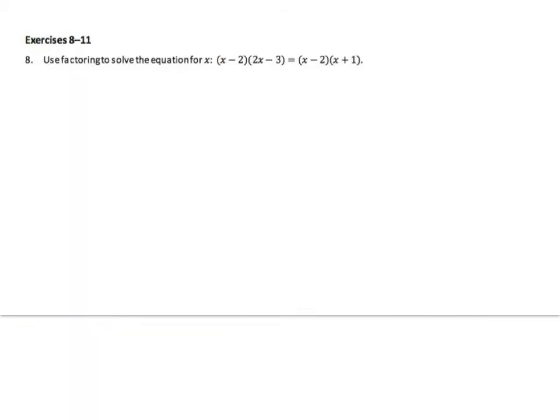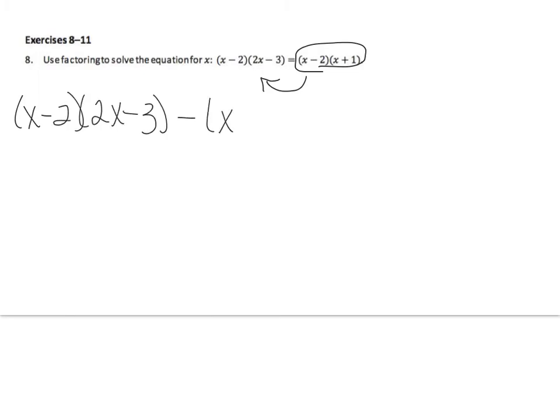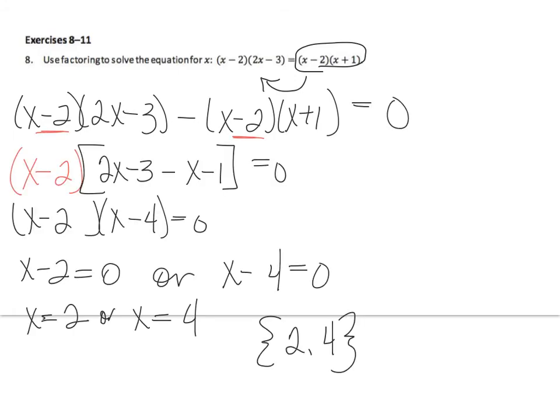Use factoring to solve the equation. So I'm going to take this whole thing and move it to that side of the equal sign by subtracting it. Minus x minus 2, x plus 1. Now I'm going to push pause and solve it. I want you guys to practice this one on your own and let me know if you get stuck. There's your clue. Okay, there's your solution. Check it out. See what you think. Cool.